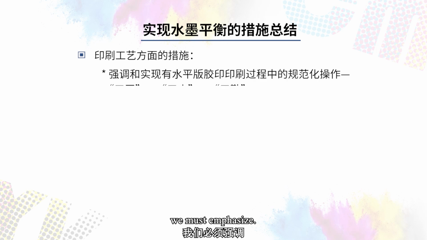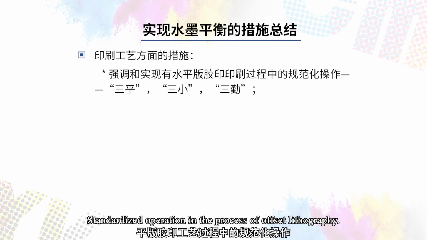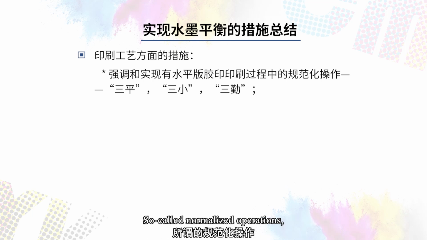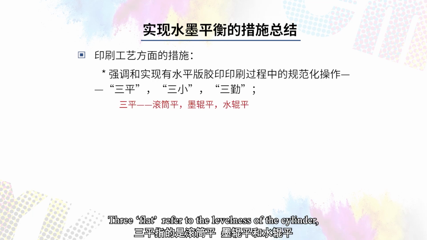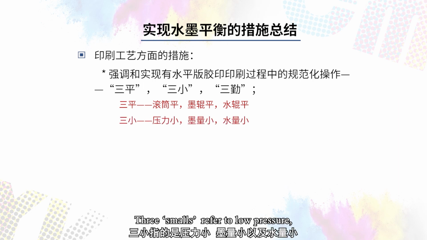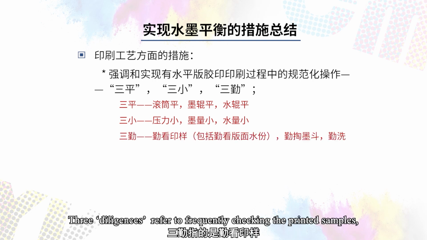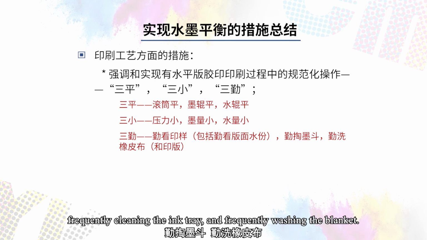In the process, we must emphasize standardized operation in offset lithography. So-called standardized operation generally refers to the 3 flats, 3 smalls and 3 diligences. 3 flats refer to the levelness of the cylinder, inking roller, and dampening roller. 3 smalls refer to low pressure, low ink volume, and low water volume. 3 diligences refer to frequently checking the printed samples, frequently cleaning the ink tray, and frequently washing the blanket.